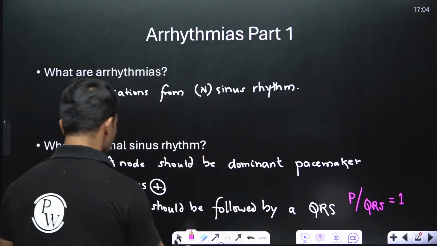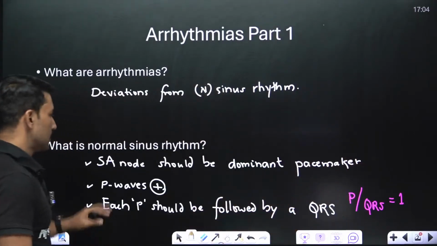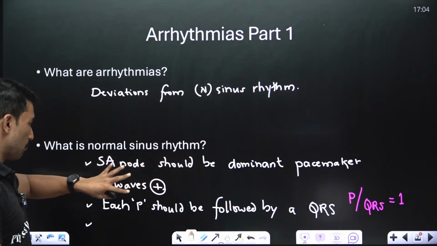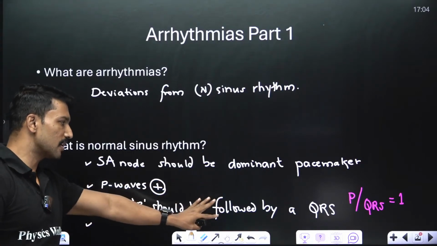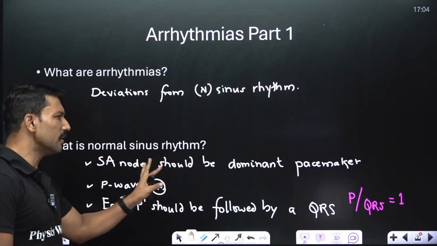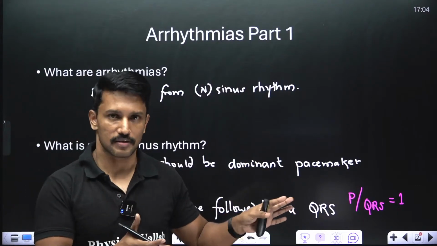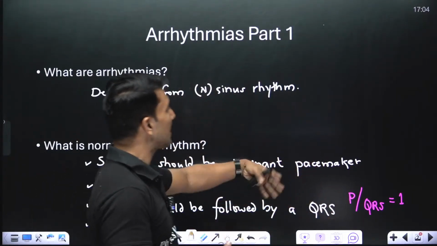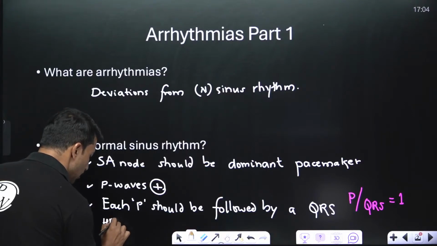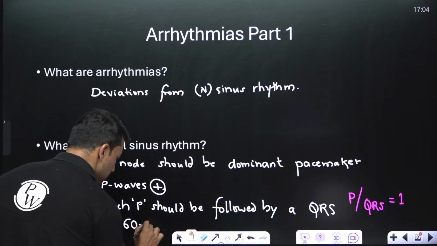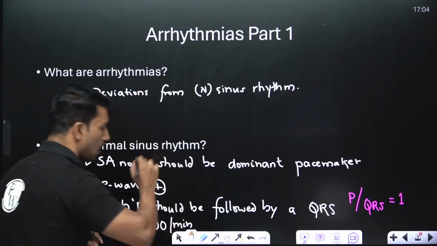Okay. Last but not the least, if I meet all these criteria, that is the SA node is the dominant pacemaker, I have morphologically normal looking P waves, and each P is followed by QRS, and behind QRS there is a P, it only tells me that the SA node is the pacemaker. It doesn't tell me that this is normal sinus rhythm, right? So with these criteria, I will call it a sinus rhythm. Now, with this sinus rhythm accompanied by a heart rate of 60 to 100 per minute, then I will call it normal sinus rhythm.